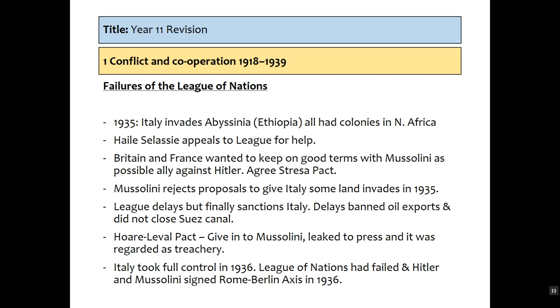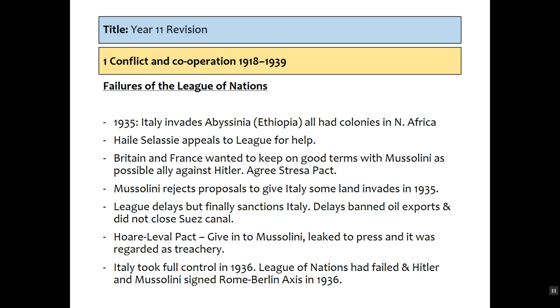Now, the 1930s is also known as the Dark Valley, and it's known for the failures of the League of Nations and how we slowly move towards war. In 1935, we've got Italy invading Abyssinia, which is modern-day Ethiopia. All countries in Europe, Britain, France, etc., had colonies in North Africa, so it's an incredibly contentious area. Haile Selassie, the leader of Abyssinia, appeals to the League for help. Britain and France want to keep on good terms with Italy and Mussolini, as they see them as a possible ally against Hitler. They agree the Stresa Pact. Mussolini rejects any proposals which would give Italy some of the land of Abyssinia, and so they invade in 1935.